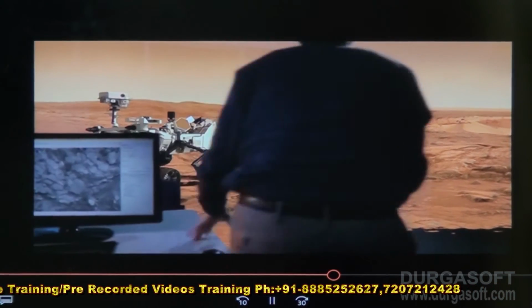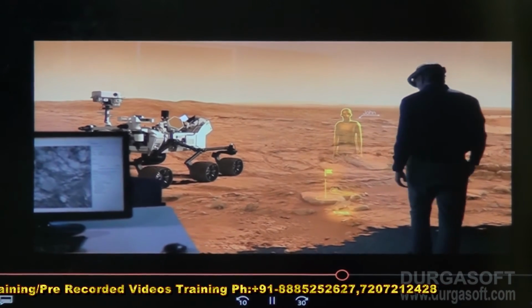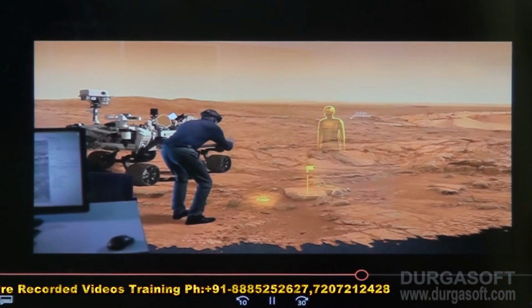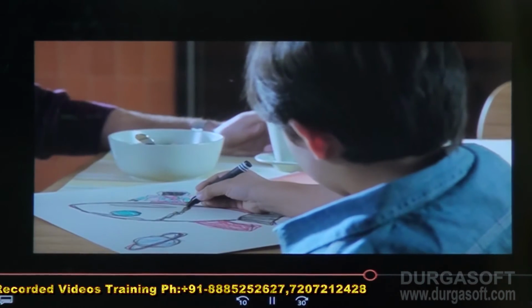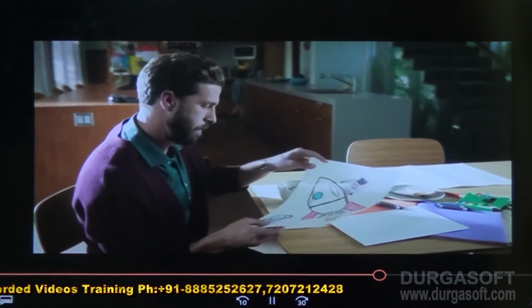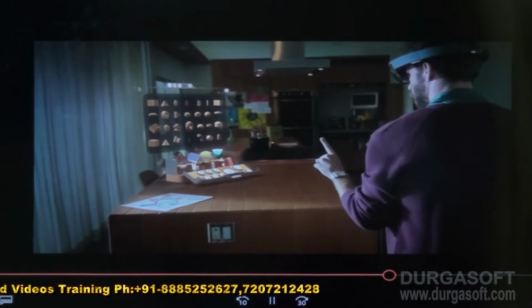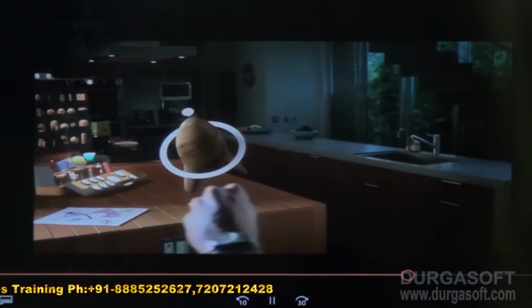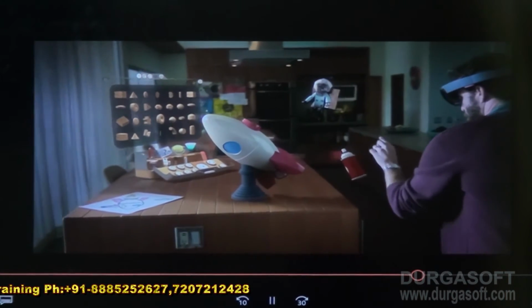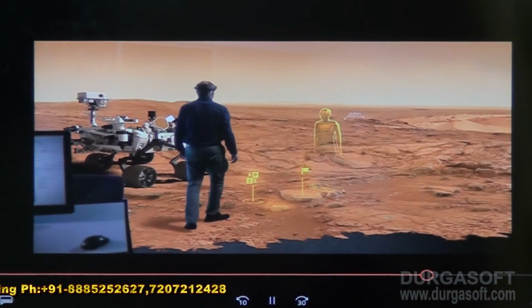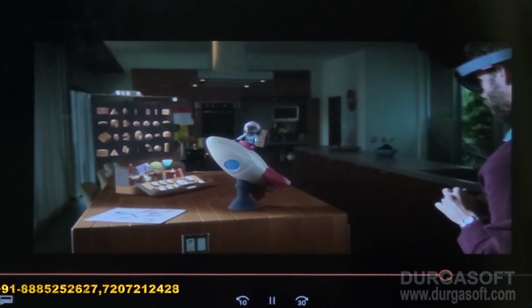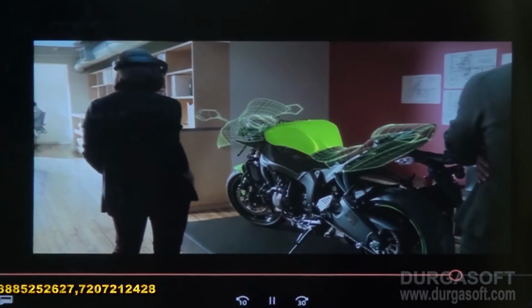Let's take a closer look. That's a rover. He goes to that other planet from his office. Create the things we imagine. Because when you change the way you see the world, you can change the world you see.